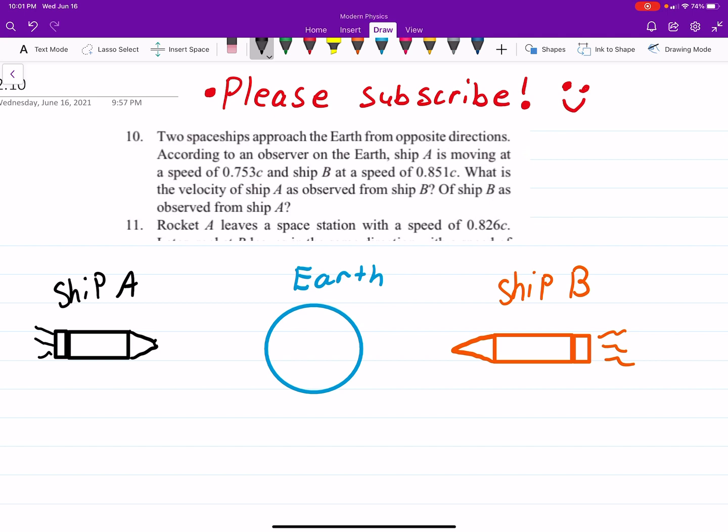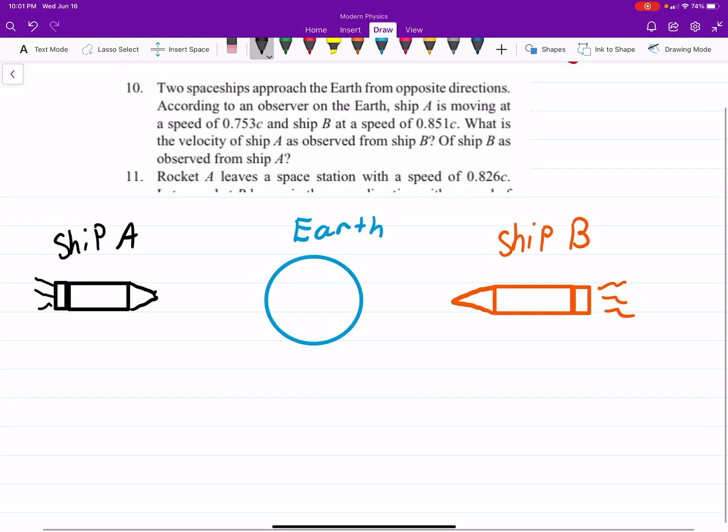So we have ship A on the right moving towards Earth, and ship B in orange on the left moving towards Earth. And they're moving in different directions, so we want to keep that in mind. Now, there's an equation, kind of our main equation we're going to be using here for velocity addition.